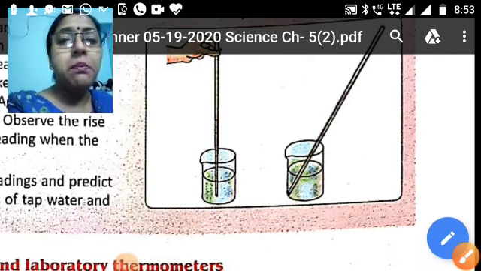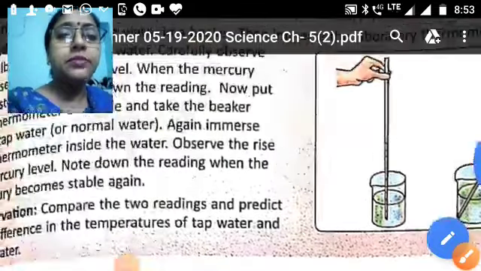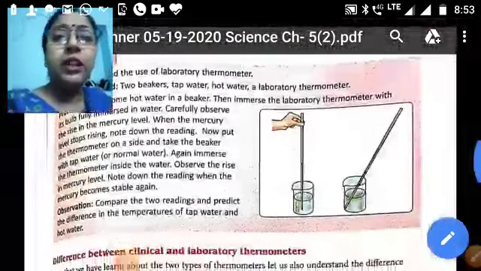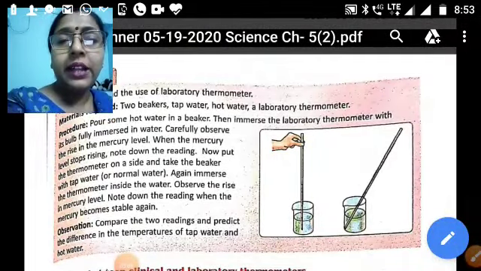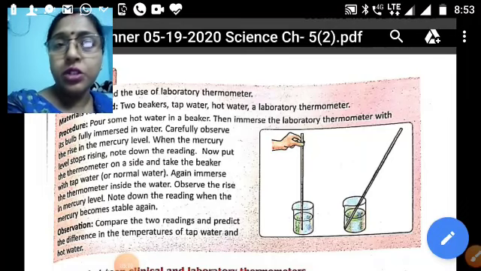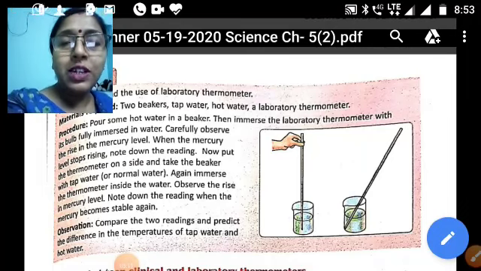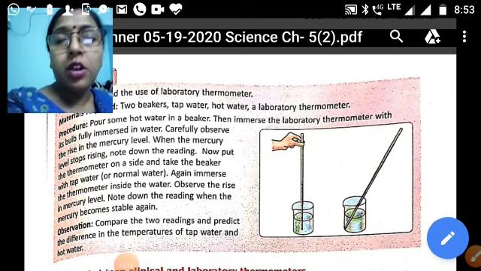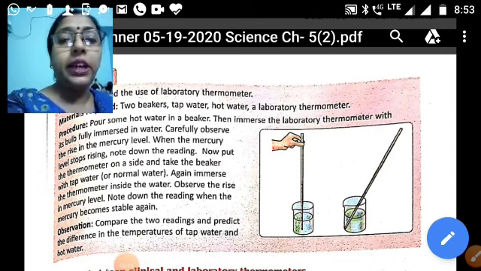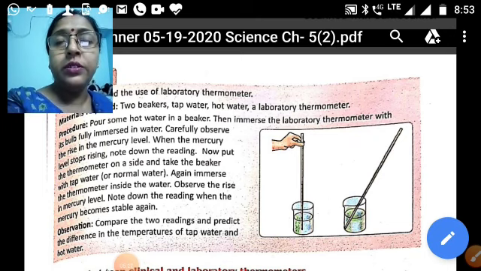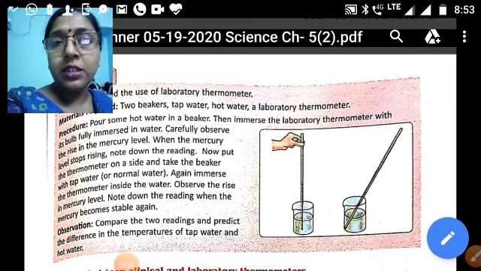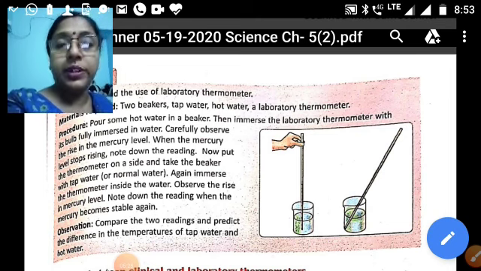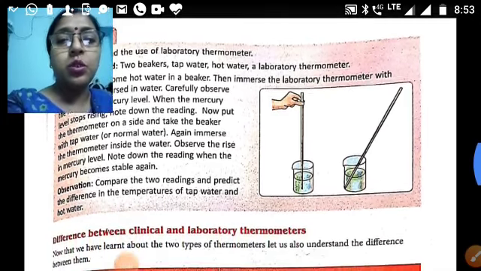In the laboratory thermometer, we take the reading when the thermometer is inside the solution or the liquid, and as soon as we remove the laboratory thermometer, the reading will go out. The mercury will fall down because there is no kink. So since no kink is present in the laboratory thermometer, we take the reading when we are immersing the thermometer in the liquid, that is the hot water and the cold water.